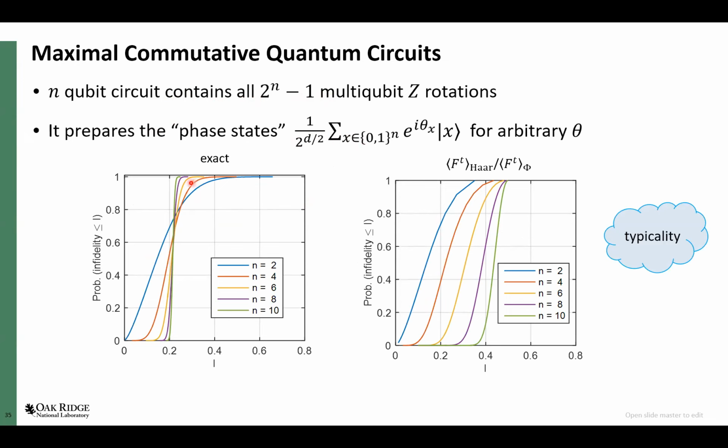And on the left, I show the exact distribution of states at a given distance from this set of phase states. And again, we see this phenomenon of typicality, where as we increase the number of qubits, we get to a point where almost all states in Hilbert space are exactly the same distance away from the set of states that we can make. On the right is the same thing, but this is now using this fuzzy volume as computed from the frame potential ratio.